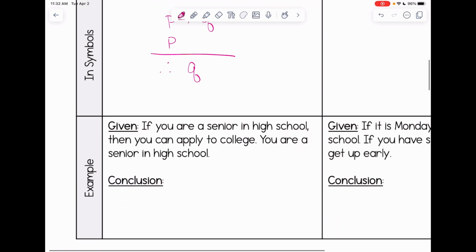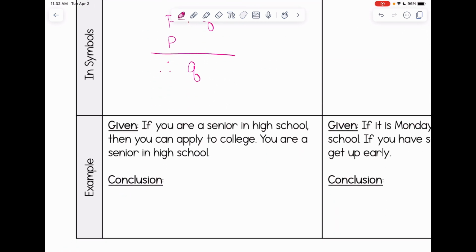Let's look at a sample problem with that. If we are given these facts and these statements, if you are a senior in high school, then you can apply to college. You are a senior in high school. So we know these two statements are true. So our conclusion, okay, so if you're a senior in high school, then you can apply to college. Well, we know that you are in fact a senior in high school. The conclusion is you can apply to college. So we know the hypothesis is true, therefore the conclusion of that initial conditional must also be true.